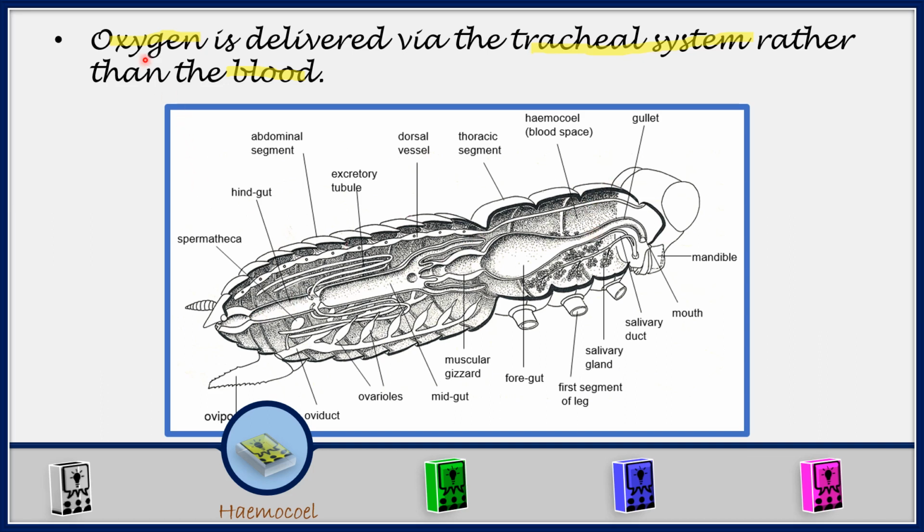So oxygen is delivered via the tracheal system, but it is not carried in blood. Oxygen is not carried in blood. It is transported via the tracheal system.